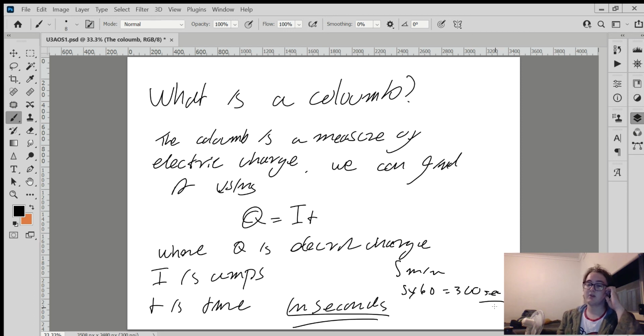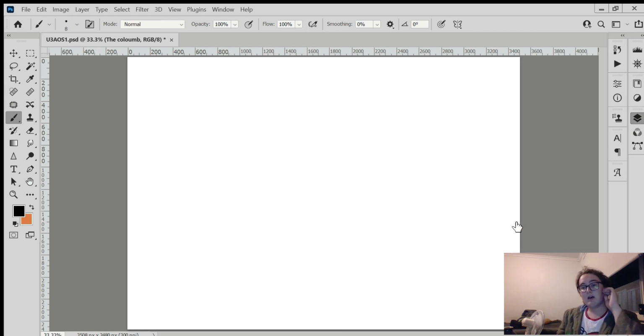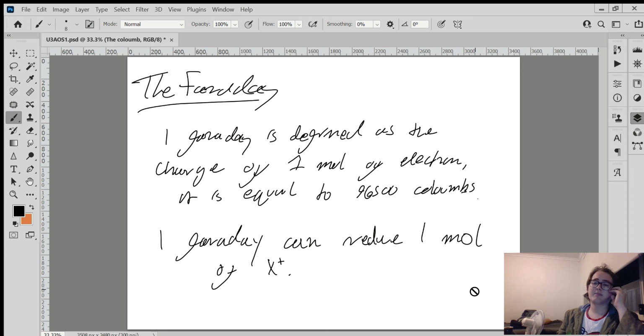The Faraday is a bit annoying too. The Faraday is defined as the charge of 1 mole of electrons. It is equal to 96,500 coulombs. So I'll just say it again. It is the charge of 1 mole of electrons. So 1 Faraday is 1 mole of electrons.